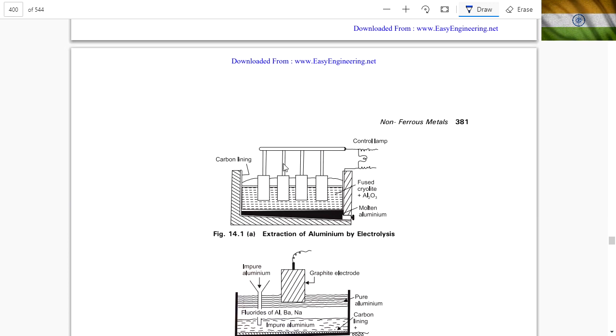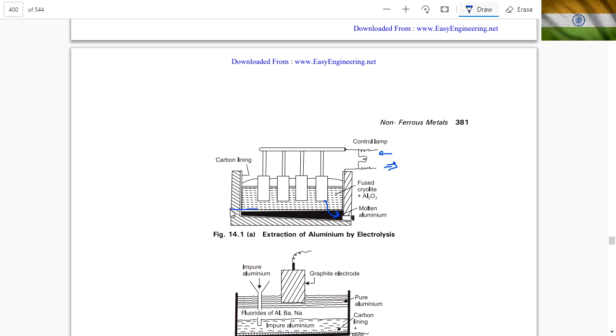Now see here the extraction process, extraction of alumina by electrolysis. The fused alumina, Al2O3, is put over here, and the molten aluminium is at the bottom. It will be collected here. Now this is the carbon lining, and the lining carries some charge, and these are the electrolytes. When you supply power, due to the electric conductivity, this aluminium will come out, right?